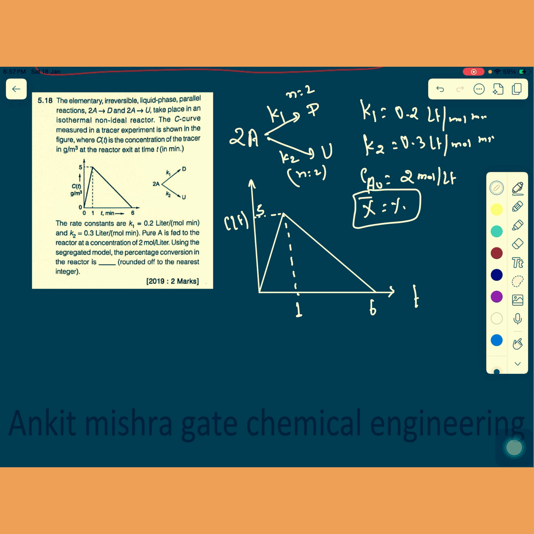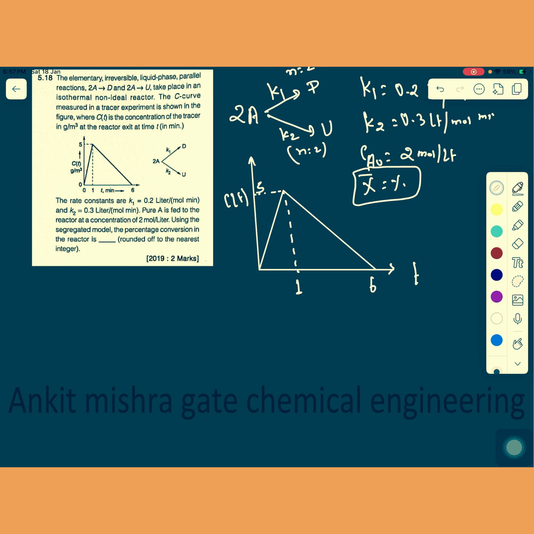So first try to understand, when we talk about the segregation model, the average conversion can be written as integral from 0 to infinity of X(t) into E(t) dt. So first you have to calculate X(t), then you have to calculate E(t), and after that you can calculate the mean conversion. So what is X(t)?